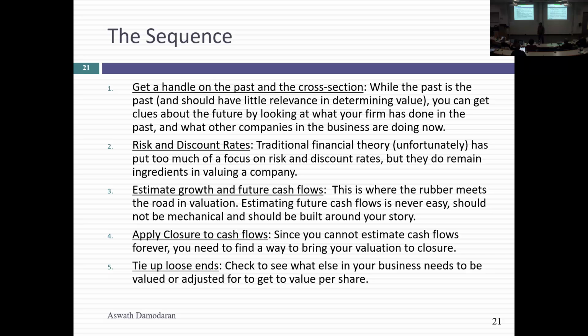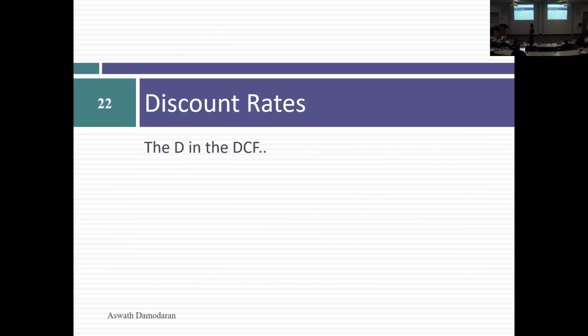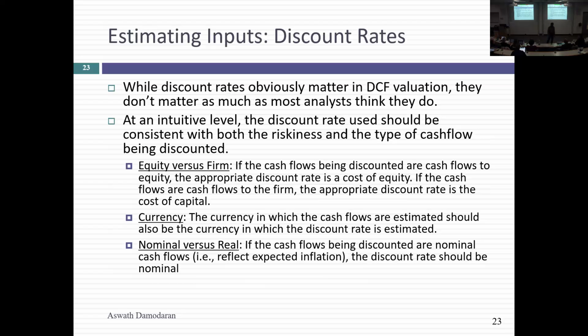Fourth step, apply closure. And we'll spend some time on how to do it right. And last step, tie up loose ends. Deal with cash, cross holdings, all those things that we treat as garnishing at the end. So let's get started. Let's start by looking at the D in the DCF.